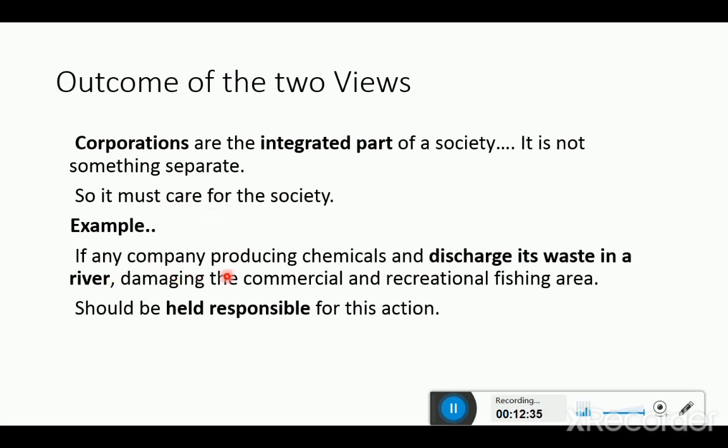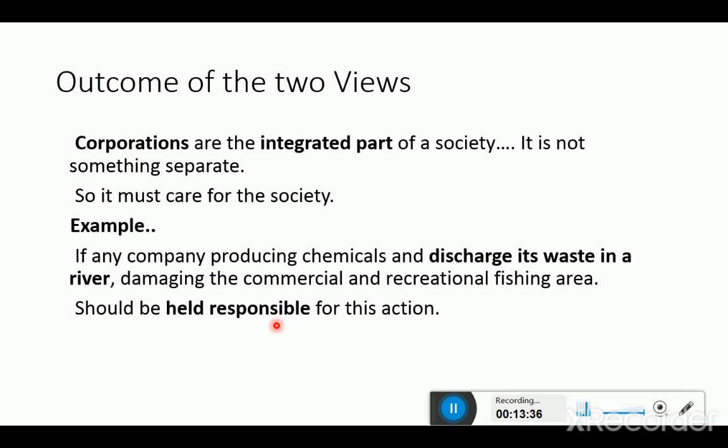For example, if a company producing chemicals discharges its waste in a river, damaging the commercial and recreational fishing area, it should be held responsible for this action. Your organization, your company: if for example a chemicals business in your city discharges waste and damages the recreational area, making it unusable for fishing and so on, then that organization has harmed the society. So that organization is held morally responsible, and it should restore the recreational area and the water fishing area it damaged. For this unethical action, the organization is held morally responsible, and the organization must find a solution.